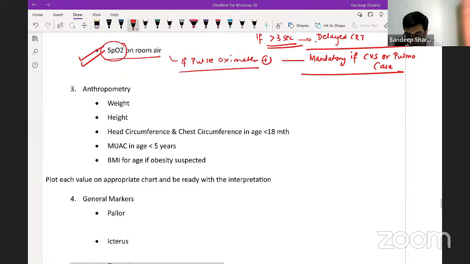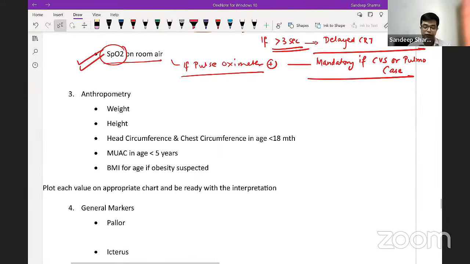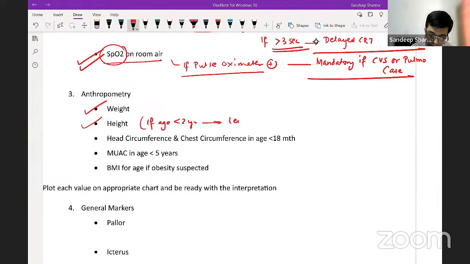Then we come to anthropometry. Anthropometry is not paid much importance in the medicine part, but in pediatrics, it is a very important area. You will check the weight of the child, so a weighing scale will be there. You will check the height of the child. If the age of the child is less than 2 years, you will say it is length. Length and height are the same, but above 2 years, we use the word height. Then head circumference and chest circumference will be taken in age less than 18 months. MUAC, mid upper arm circumference, will be taken in age less than 5 years, and always do it in a standing child.